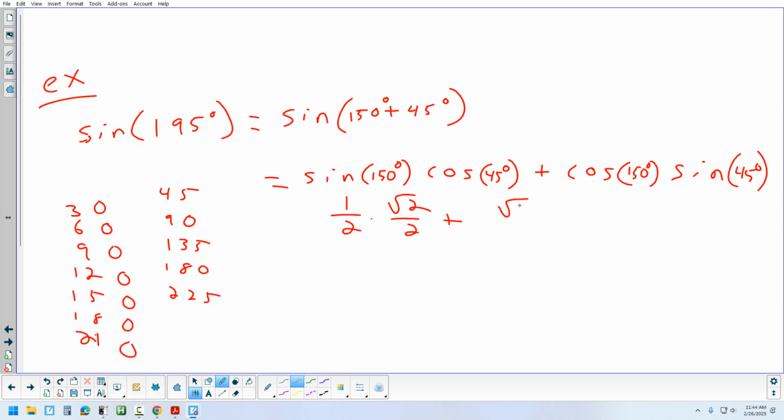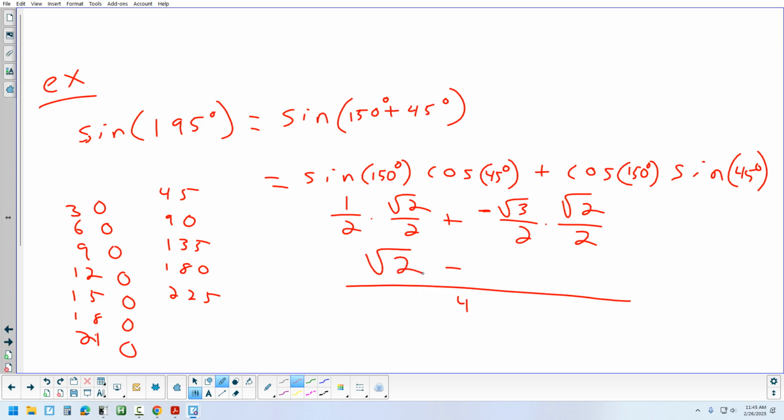So that's actually going to be subtraction. And then the sine of 45? Root 2 over 2. Same as the cosine of 45. Okay, so common denominator? 4. And again, because you're adding a negative number, you might as well just make it subtraction in the top. And what's going to be on the left part? Square root 2. And the right part?